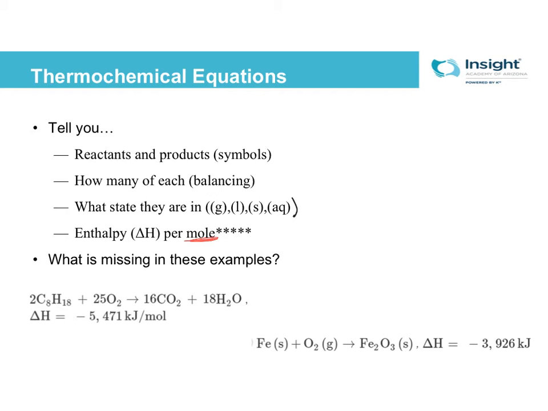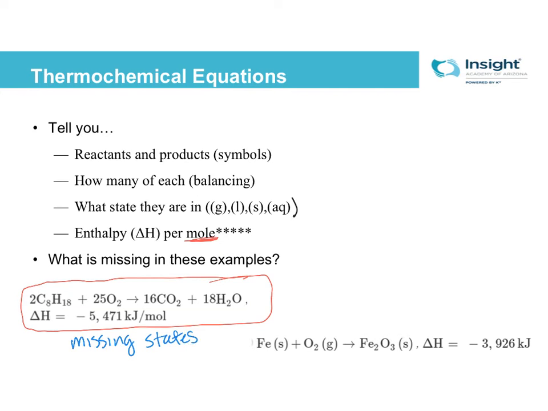So, I've got 2 examples down here. This first one, what is missing? What was the mistake this student made when they wrote this one out? What of our components is missing? Alright, that one is missing the states. Not telling me which is gas and which is liquid and things like that. Alright. How about the next one?